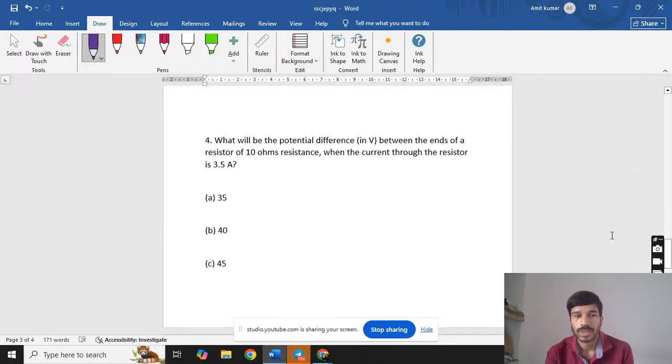Next question is what will be the potential difference between the ends of a resistor of 10 ohm when the current through the resistor is 3.5 ampere? It is very simple. We calculate V is equal to I into R. I value is given 3.5 into R value is 10. So it will come 35 volt. Option A is correct.